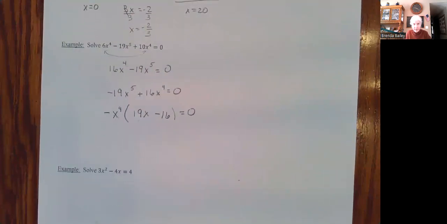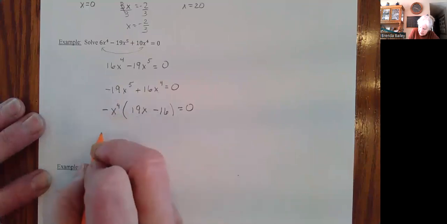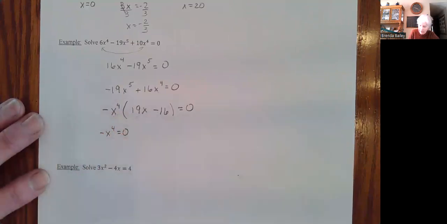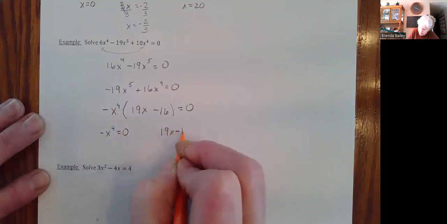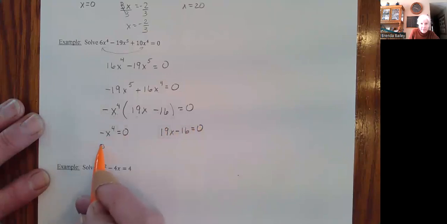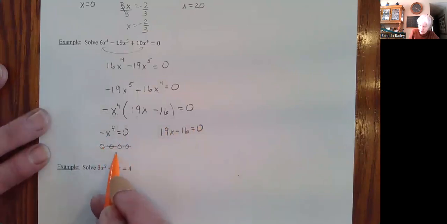Okay. Now, here we'll set each of these equal to 0. When is that going to be 0? There's only one possibility. And when is this going to be 0? The only way you can multiply 4 numbers together and get 0 is if they are 0. 0 times 0 times 0 times 0 is 0. So we have 0 as a solution.